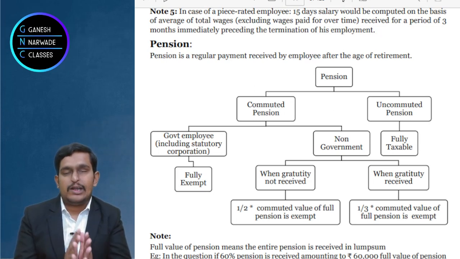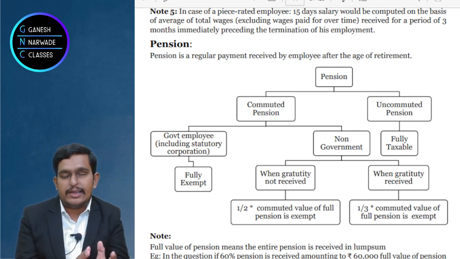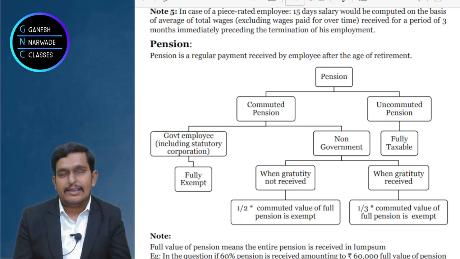First thing, what is pension? Pension is something which you get after retirement, and it is not a lump sum amount. Pension is what you will get monthly. That is the intention, so your monthly expenditure should be met. For that purpose, the employer gives you pension.